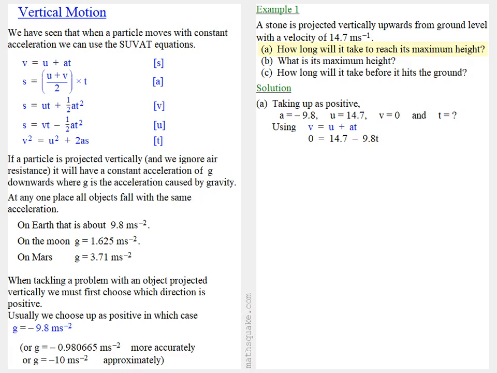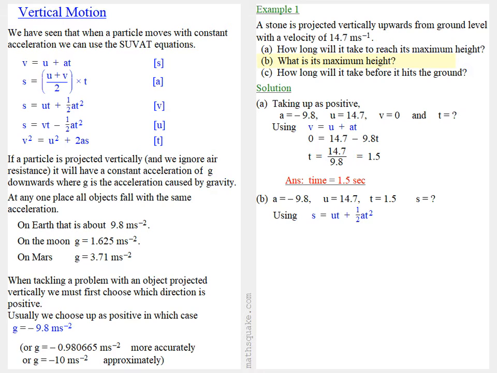Now that gives us 0 equals 14.7 minus 9.8t. So t is equal to 14.7 divided by 9.8, which is 1.5. So it'll take 1.5 seconds to reach its maximum height. Now in part B, it asks, what is the maximum height? Well, for part B, we've got a is equal to minus 9.8, we've got u is equal to 14.7, and we have t is equal to 1.5. We're trying to find s.